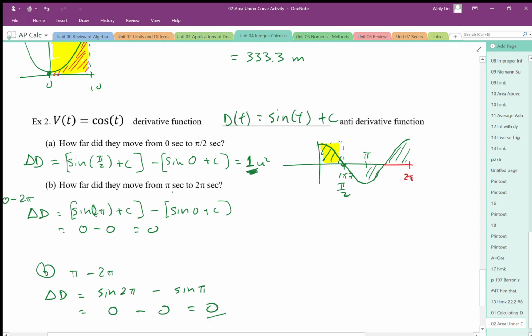So it seems to confirm that the area underneath this curve is related to the displacement on the antiderivative, which would be the sine function in this particular case. And that is a central idea. That is a big idea in this unit.